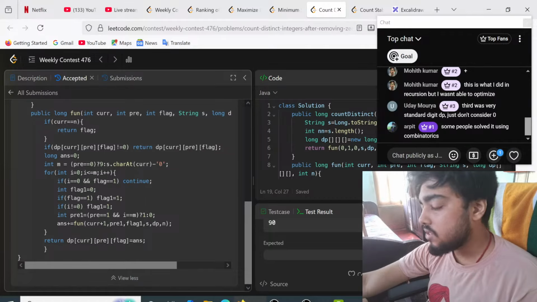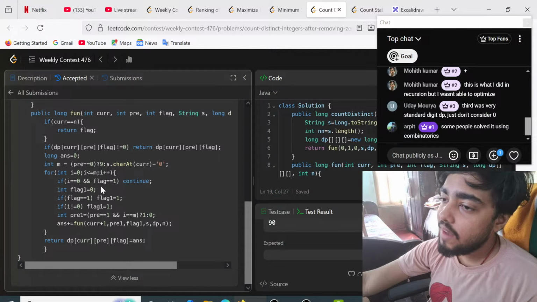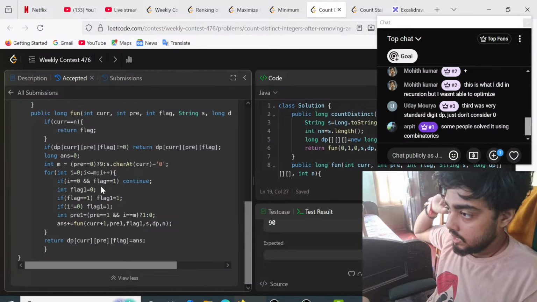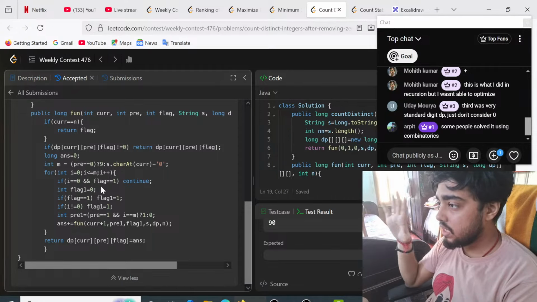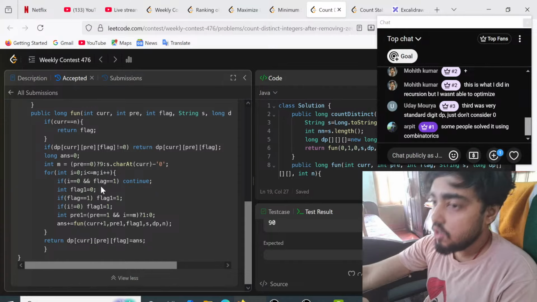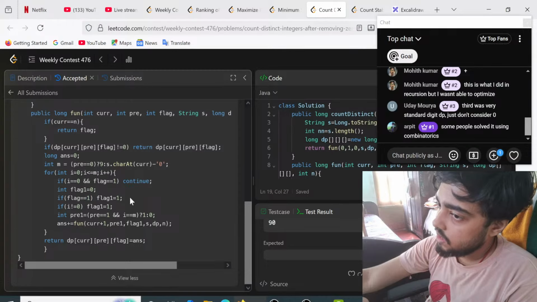You have to go for flag 1 and pre 1. Now what is flag 1? Flag 1 is, we remember, the new flag, the value of the new flag. So flag is whether the number has started or not. So if the number has started, then obviously flag 1 is 1, correct?